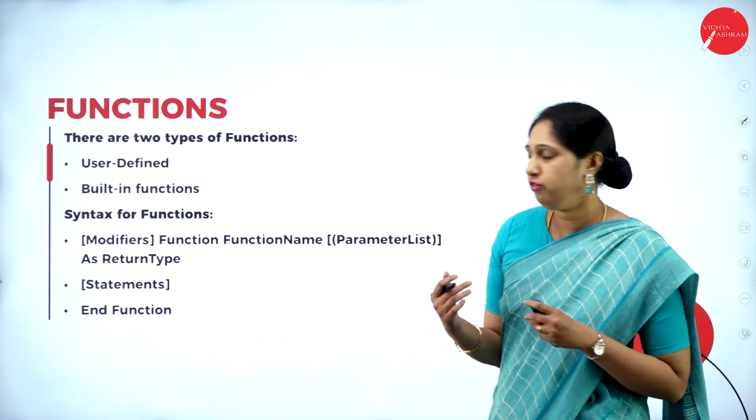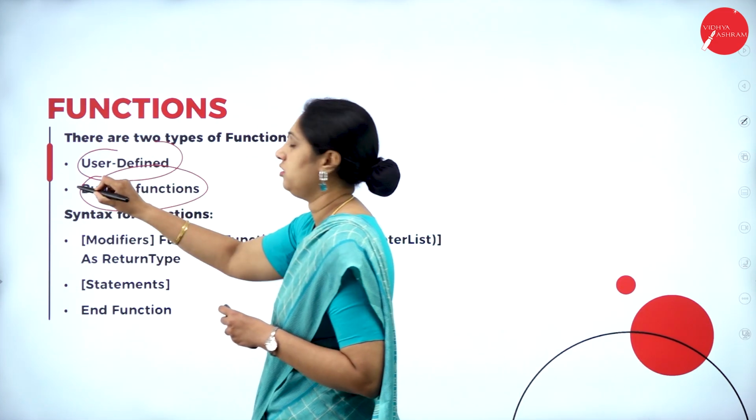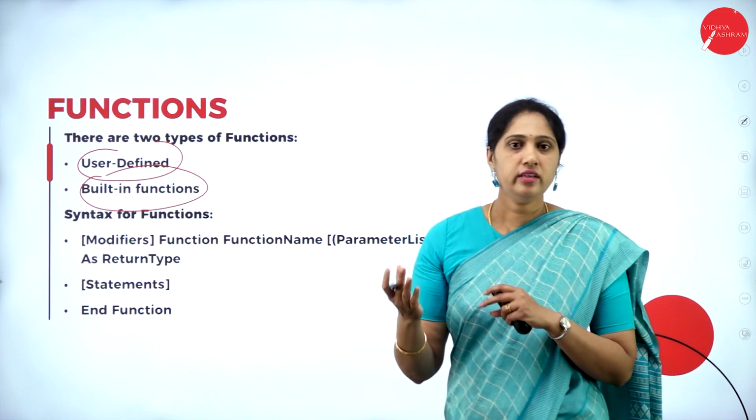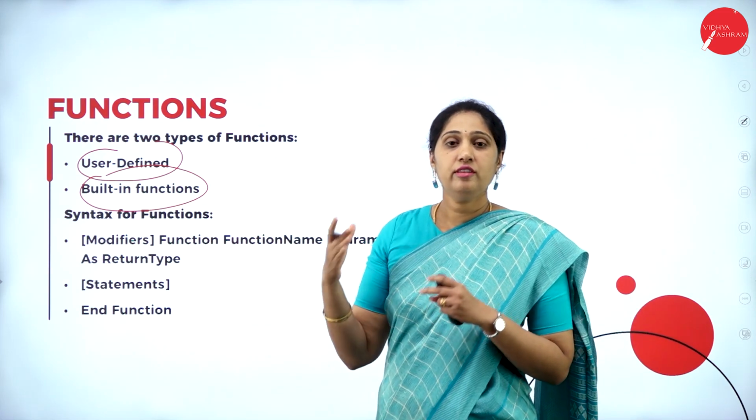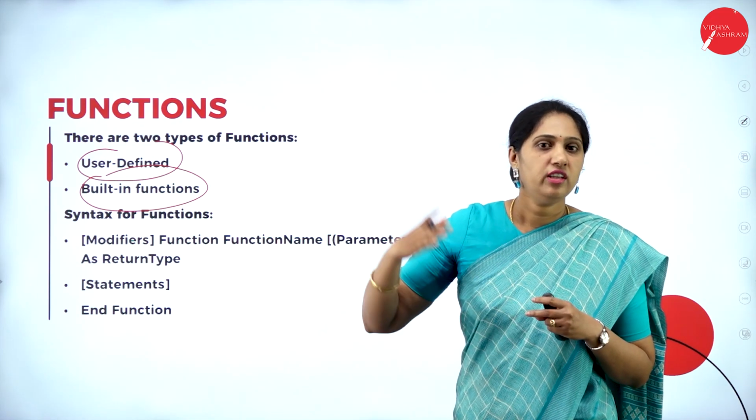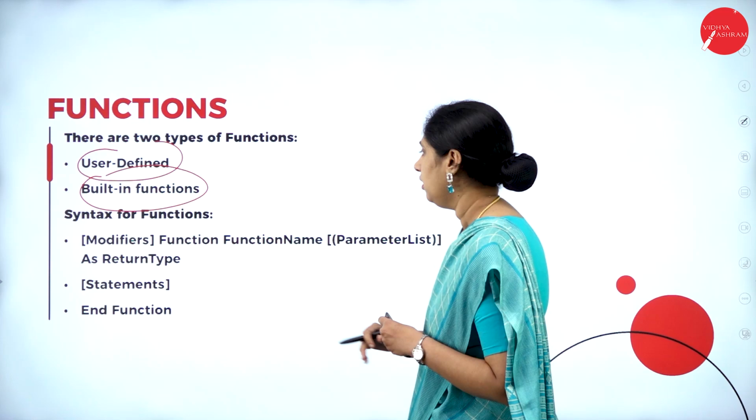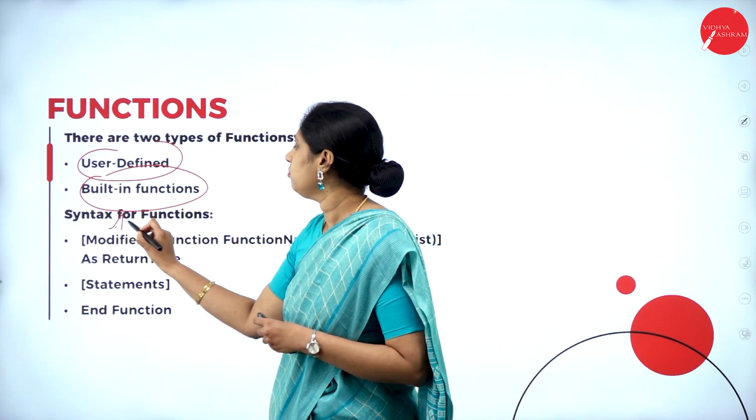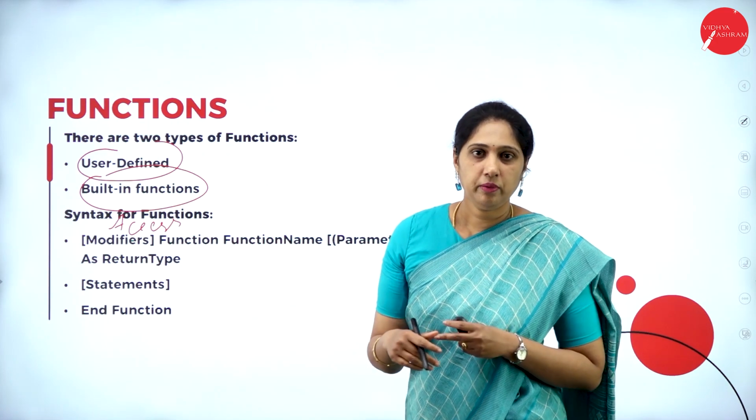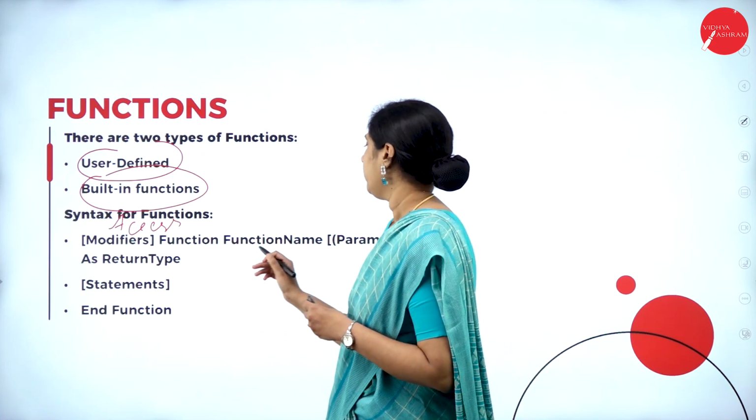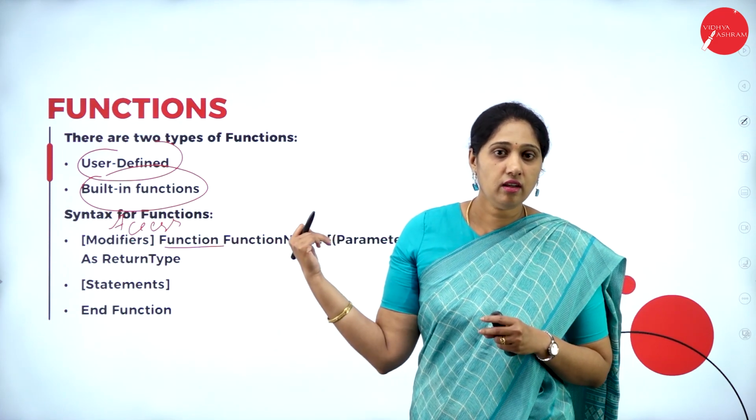So what are the types of the functions? It is user defined and it is built-in function. A built-in function is already defined, we just call the function. For a user defined function, we have to write the code so that we can implement it, right? What is the syntax of that function? First we'll write the modifier. What is modifier? Any access modifier. It can be private, public, right? Next, function. This is the keyword indicating that it is a function.